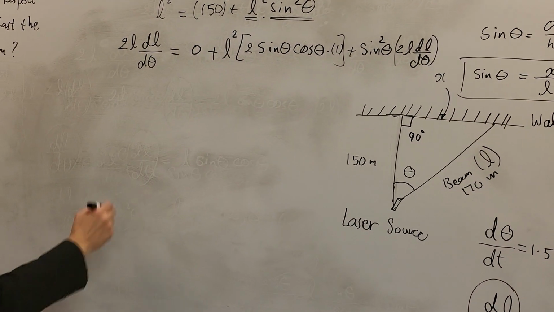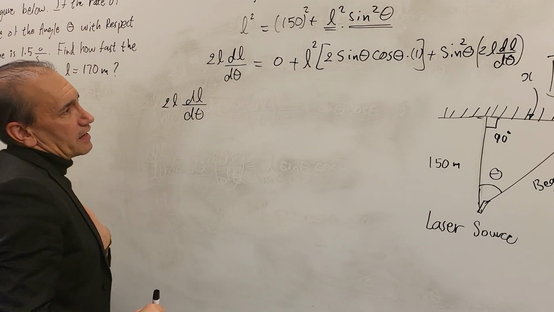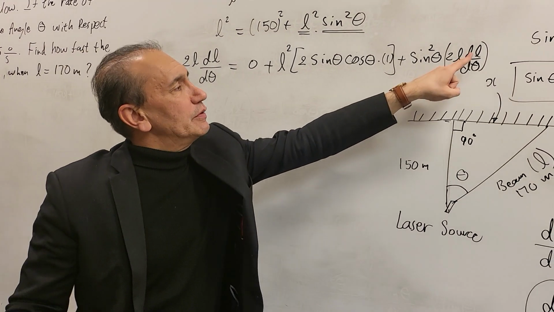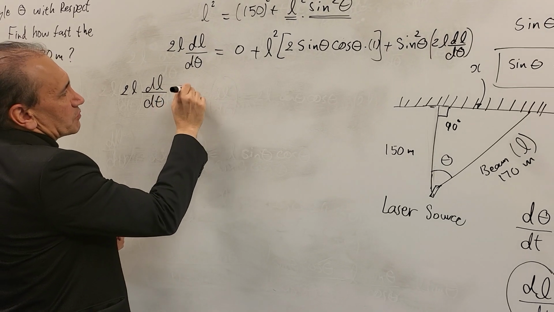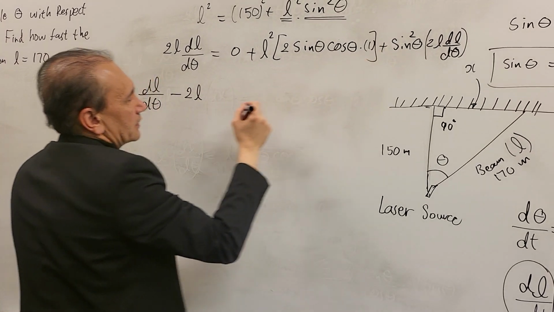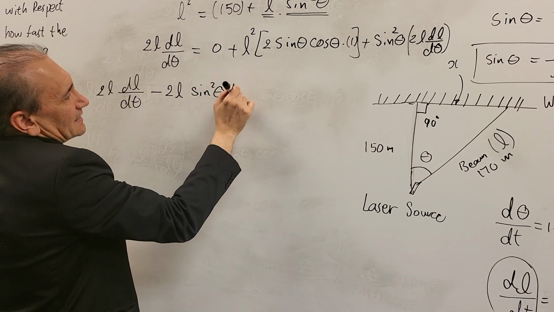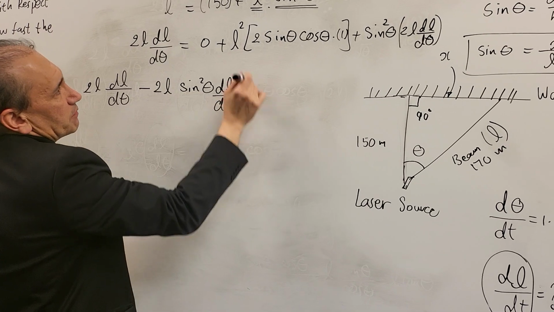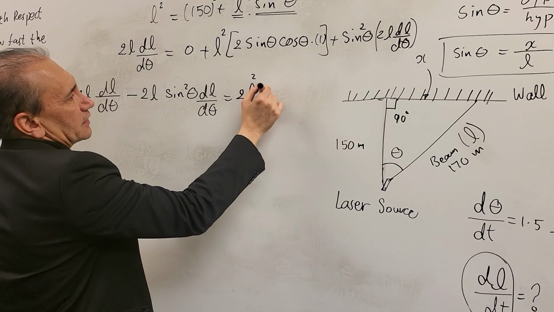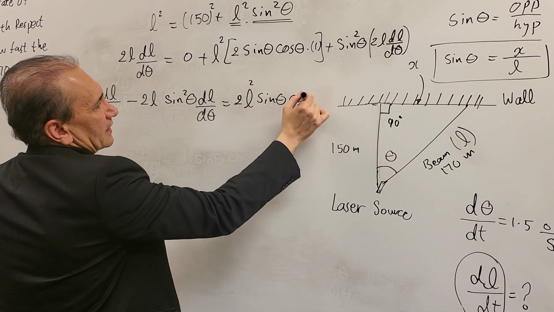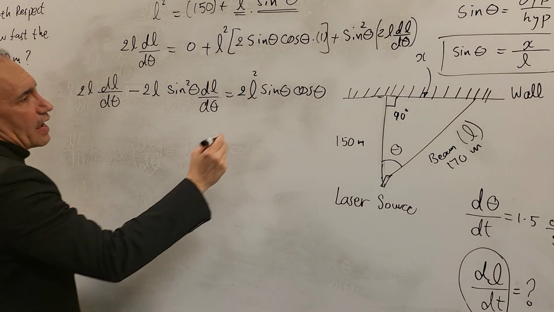So according to this, I will move this term, including dL over d theta, to the other side and organize it a little bit. So it is minus 2L sine squared of theta dL over d theta, because this is positive. I keep the other term as it is but organize it a little bit, so it's going to be 2L squared sine theta cosine theta. That's it. And now maybe I can divide both sides of this equation.